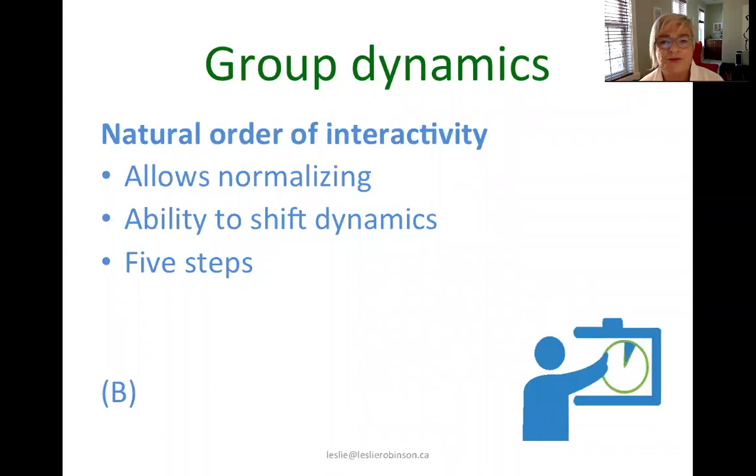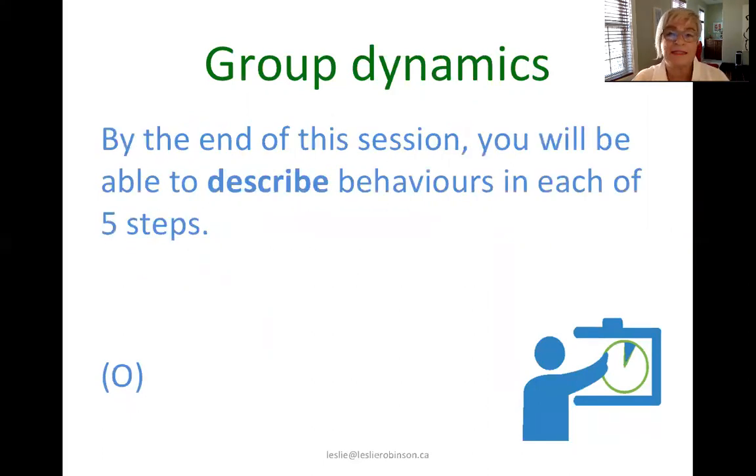So here's this natural order of interactivity whenever one or two people get together. Sometimes we can do it by ourselves, I guess, but when two or more people come together, there are group dynamics. Understanding them and being able to take action allows for a normalizing, an ability to shift the dynamics in 5 steps. I'm guessing you've probably heard of them. By the end of this session, you'll be able to describe behaviors in each of the 5 steps.